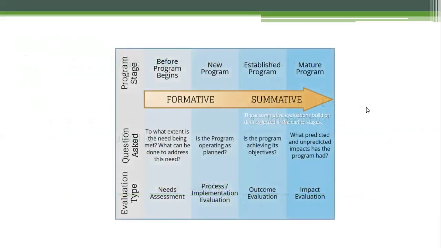And so this is just another picture. The top part shows the stages of the program, and then below are the evaluation types and questions asked throughout the different stages of the program.